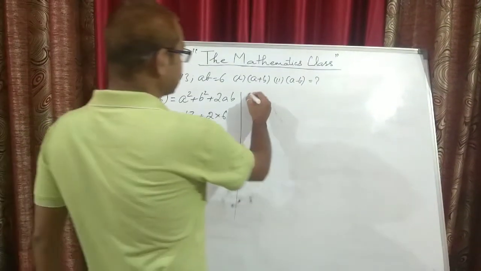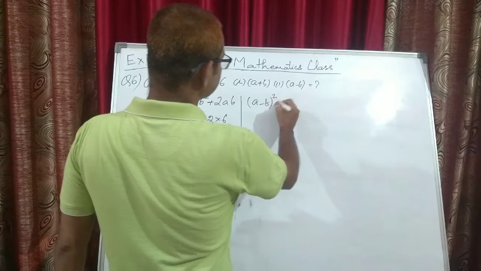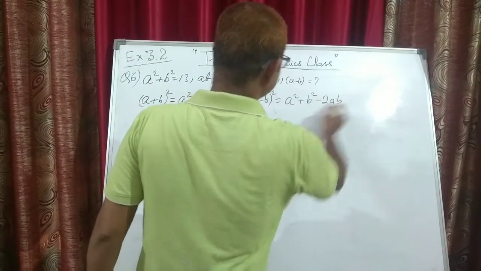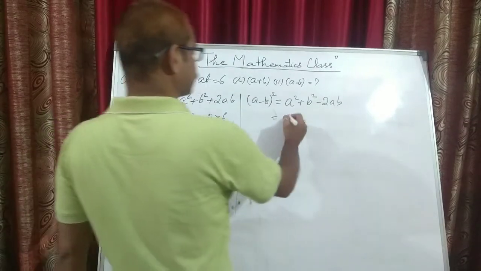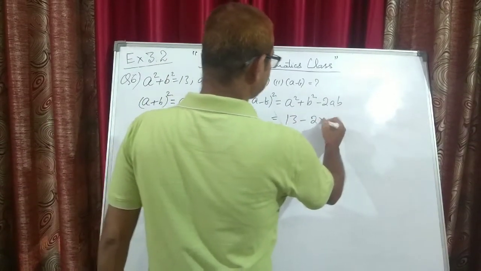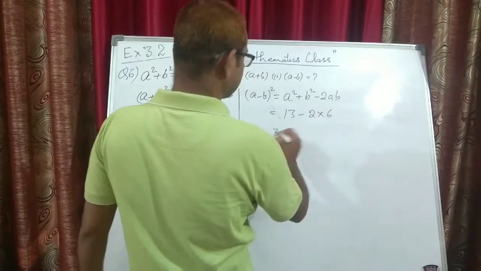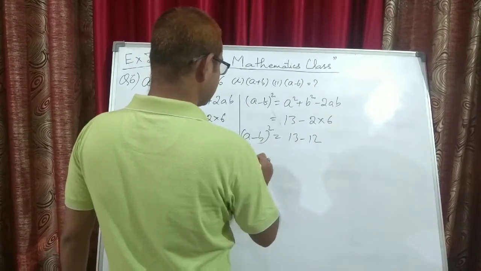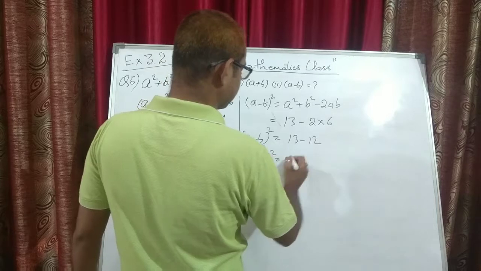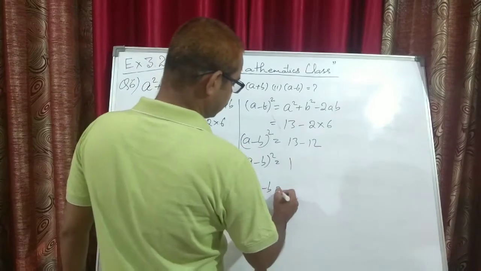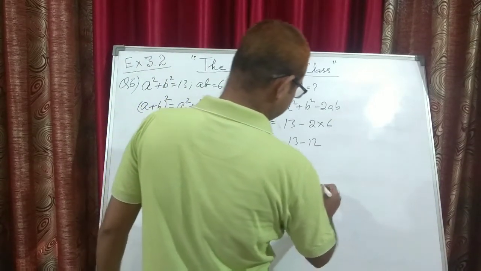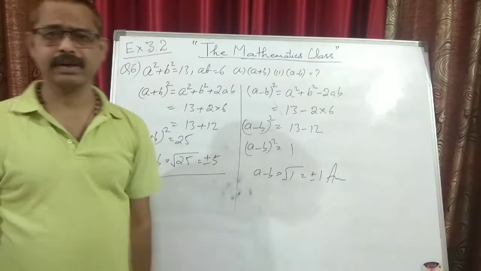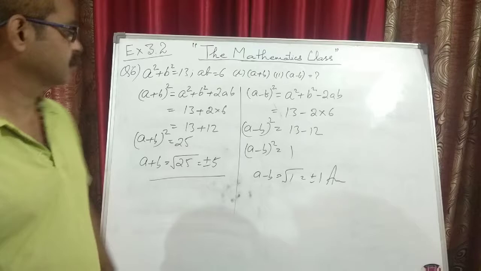Second part, we know that a minus b whole square is equal to a square plus b square minus 2ab, and a square plus b square is already given 13 minus 2 into ab is given to you 6, so that is 13 minus 12. So a minus b whole square, 13 minus 12 is 1, so a minus b will be under root 1, and that is plus minus 1. That is the final value. So this is all very simple. Anyway, we'll move on to the 9th question.